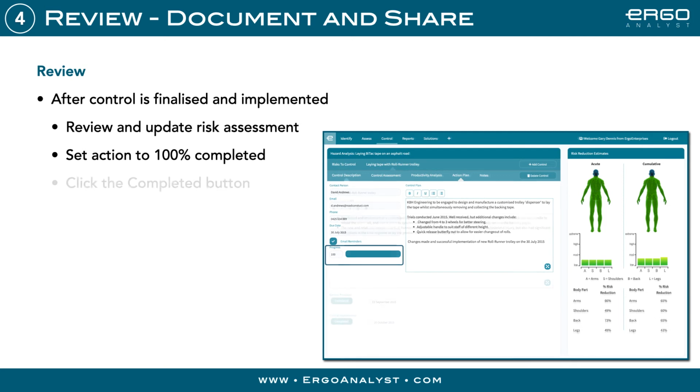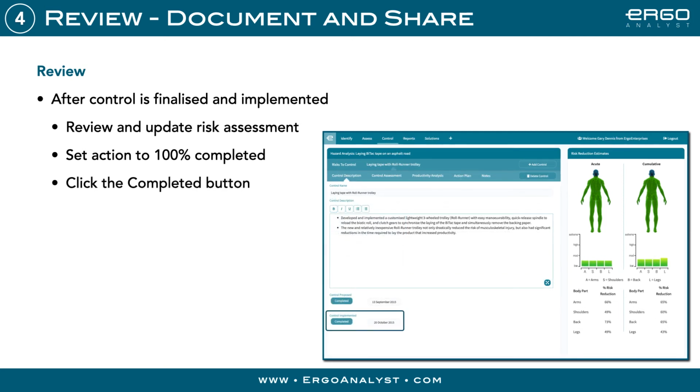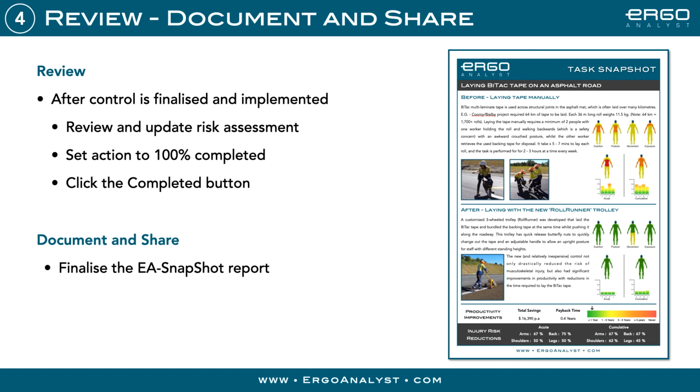To finalize the documentation in ErgoAnalyst, ensure that you click the completed button to signify that the control has been successfully implemented. This also records the implemented date in the task list. This step is essential for this control to be included in the job and workplace analysis reports. You should also complete the documentation associated with this task by generating the finalized one-page ErgoAnalyst snapshot report and saving it to a local drive.